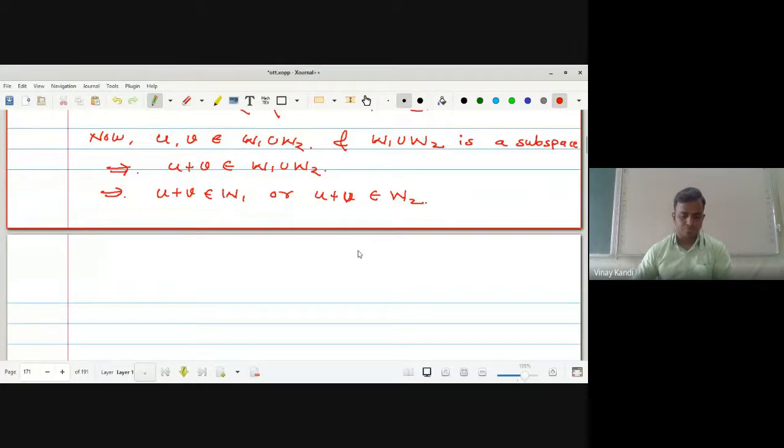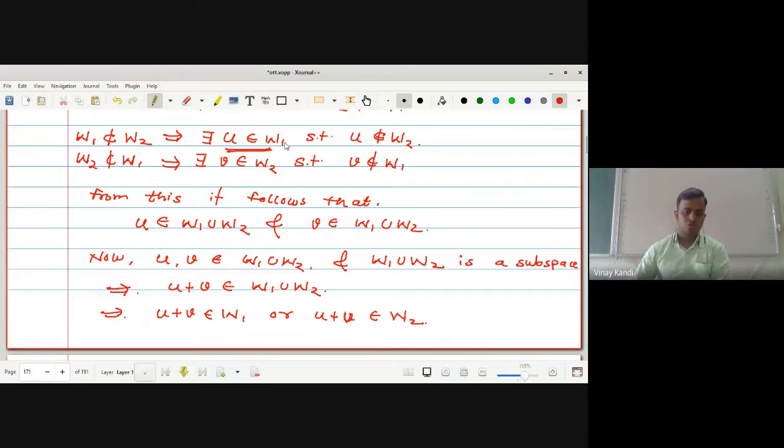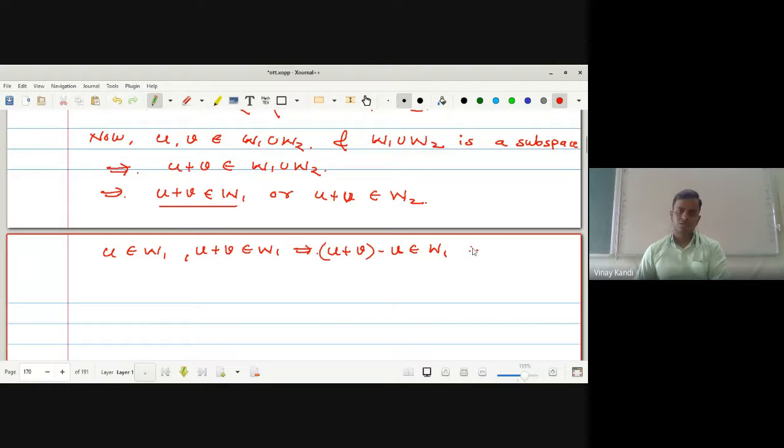Okay, now look at it. U belongs to W1 from this. U belongs to W1. And from this, U plus V belongs again to W1. So this implies the subtraction of these two elements, U plus V minus U, belongs to W1, because W1 is a subspace. U plus V minus U, what do we get? This one is V, which belongs to W1.